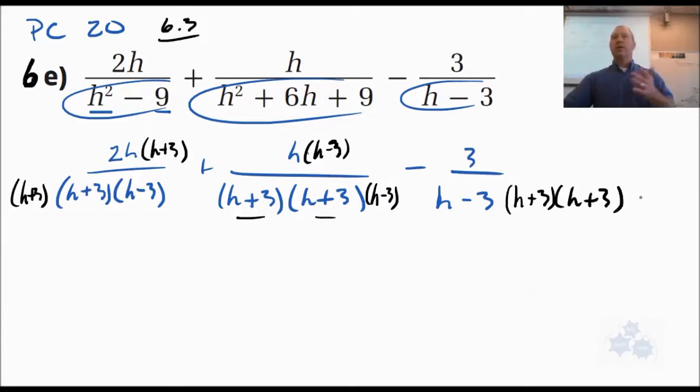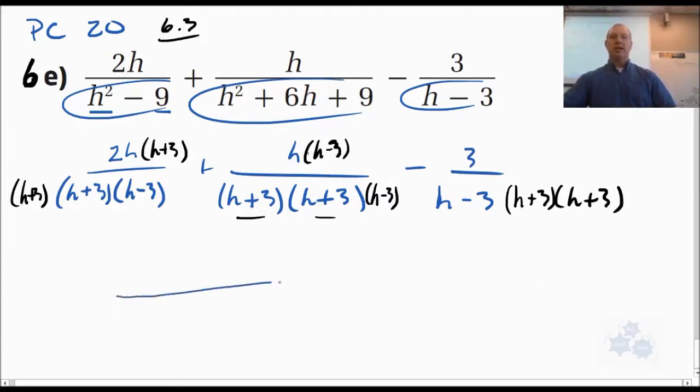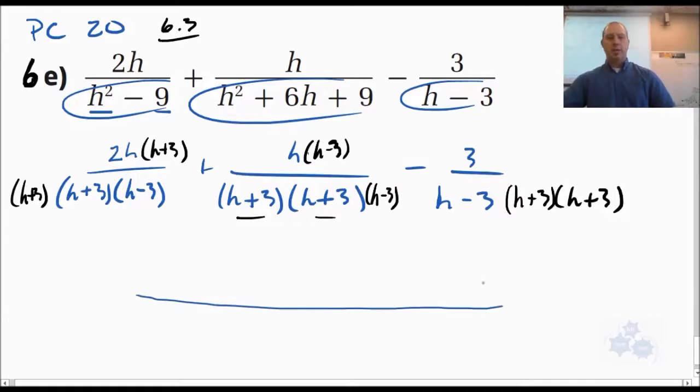So then we can simply combine the tops. I'm going to write this with one common denominator now. Wow, that's not a straight line at all. That's hardly better. But we've got h plus 3 squared, really, times h minus 3. Okay? So we can combine the tops. So we should multiply this out. I'll show you every step.